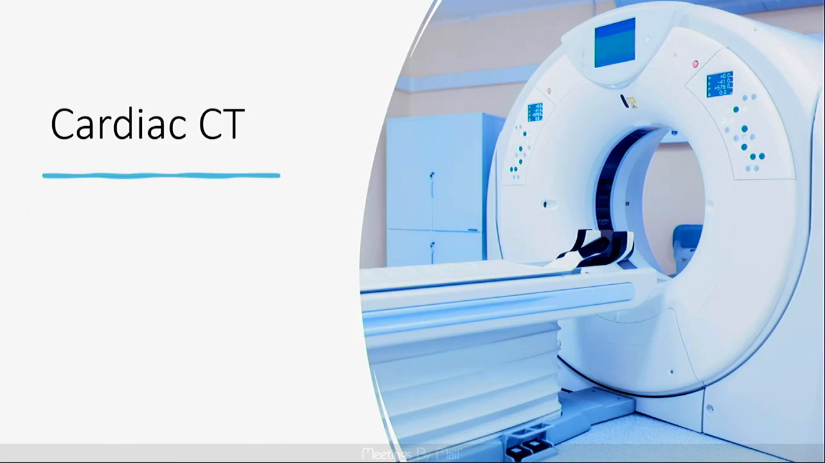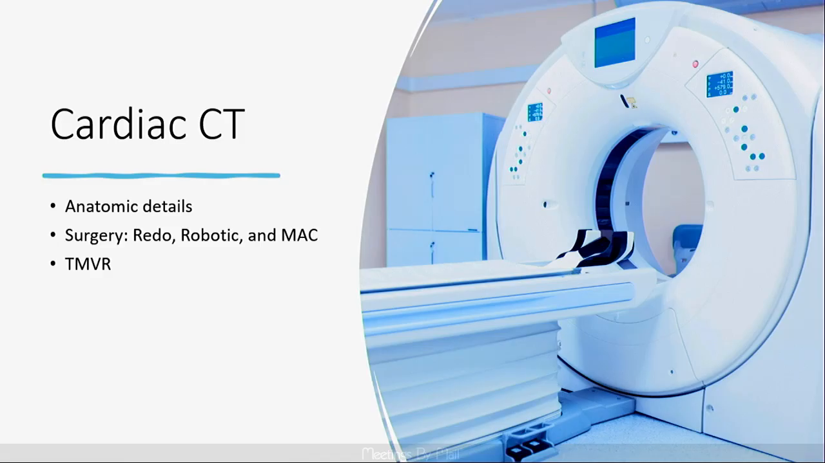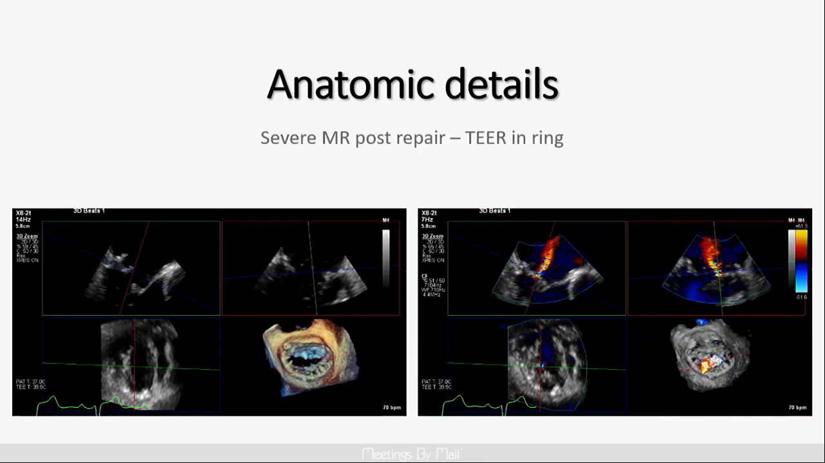What about cardiac CT? Cardiac CT is excellent for anatomic details. You've seen excellent TEE images showing all the details of the subvalvular apparatus. Sometimes it's tough to get them by echo, so cardiac CT can be helpful. It's a primary tool used to plan surgery, particularly redo surgery, robotic mitral valve repair, and surgery for mitral annular calcifications, and has a crucial role for transcatheter mitral valve replacement.